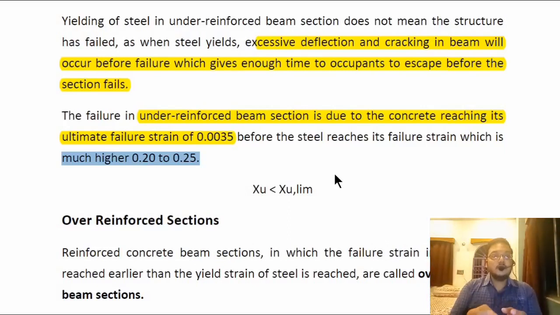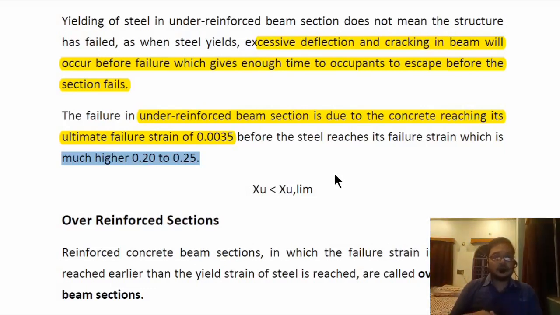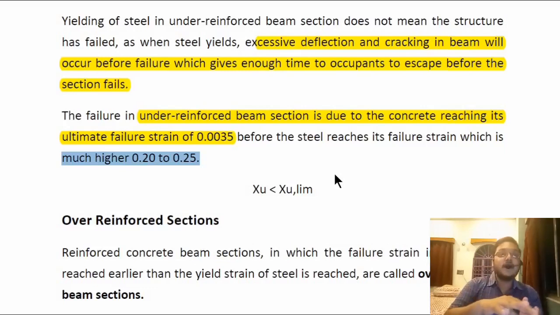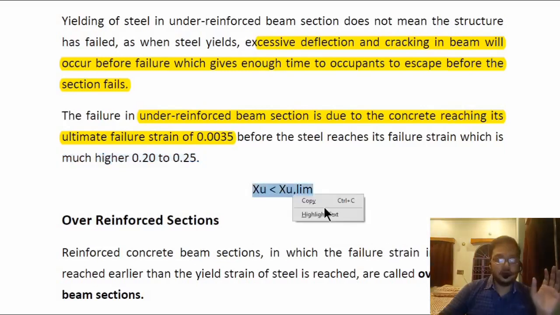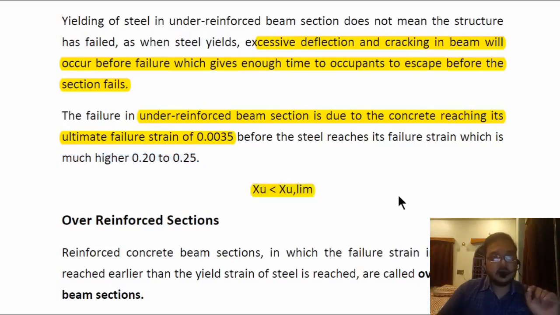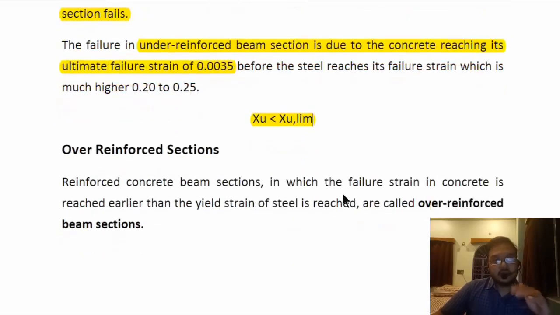So when the concrete starts its failure, before that our steel will also yield, that is our yield stress. So that is the point when we need to know that we shall not stay under this structure, we shall vacate the building as soon as possible. So for this, XU should be less than XU limit. So for the under reinforced section, the balanced section should be lesser than the XU limit.